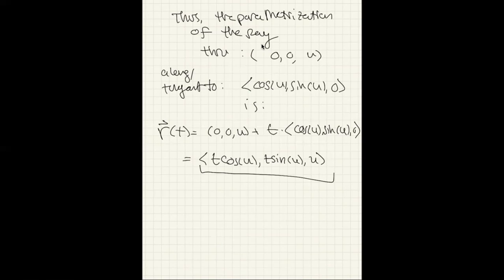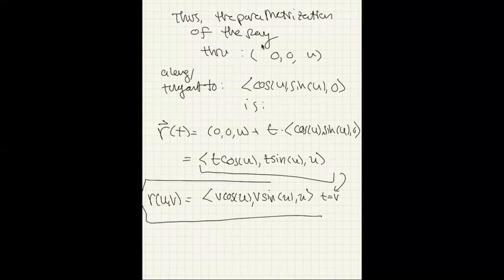And I don't really like using a t, I really like using a v. So if I just replace my t with a v, totally artificially, what I get is in fact an r of u, v. So all I'm going to do is change out t equals v. That should be a v. All right, t equals v. I've got v cosine u, v sine u, comma u. Okay, and this I claim gives you the parameterization of the helicoid.